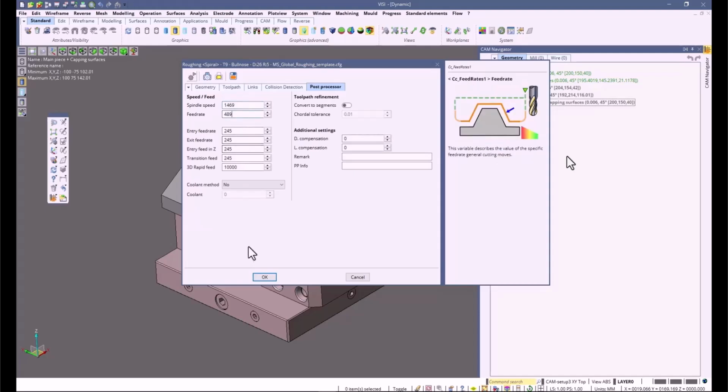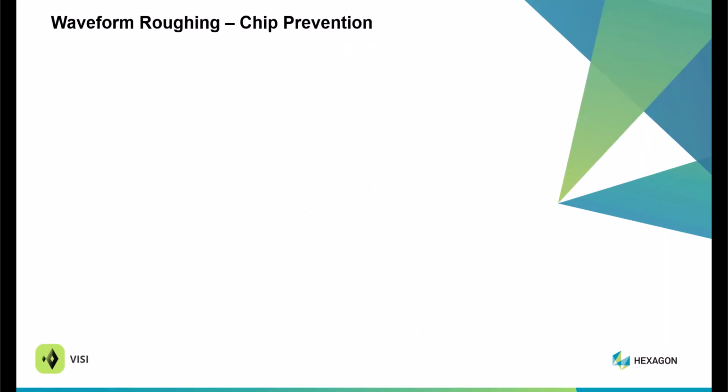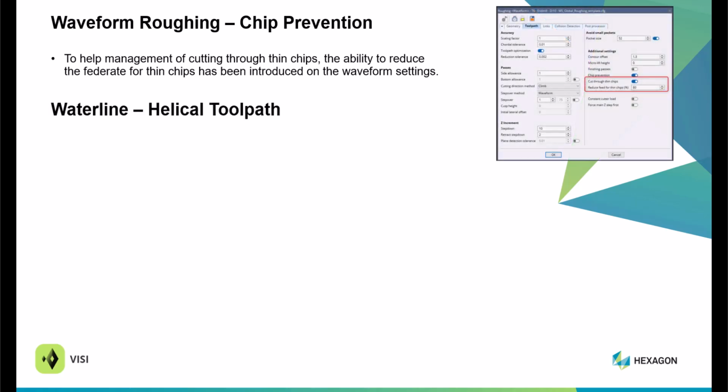You can see here's our post processor for the speeds and feeds specifically for that tool. This is where we can control our coolant method, which is defined in the toolpath lab. Waveform roughing chip prevention. To help manage cutting through thin walls, the ability to reduce the amount of thin chips has been introduced within waveform roughing.